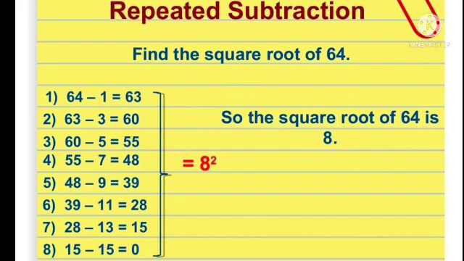64 minus 1 is equal to 63. 63 minus 3 is equal to 60. 60 minus 5 is equal to 55. 55 minus 7 is equal to 48. 48 minus 9 is equal to 39. 39 minus 11 is equal to 28. 28 minus 13 is equal to 15. And 15 minus 15 is equal to 0. We have the series of 8. So it is 8 square. So the square root of 64 is 8.